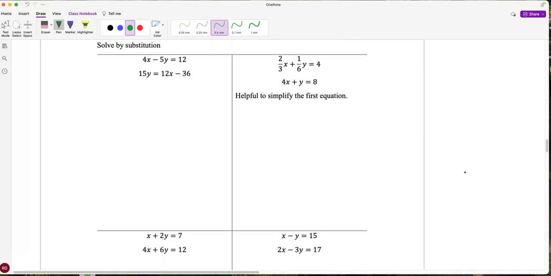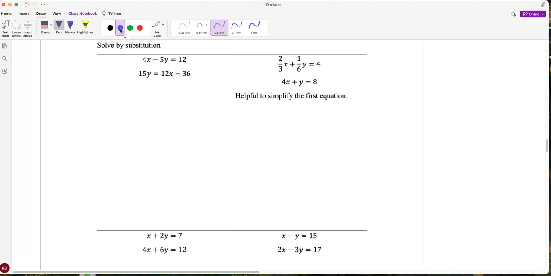And let's look at a couple. Solve by substitution. Again, I have to figure out which equation is the easiest to solve for which variable, okay? If I look at the first one, if I solve for x, I'm going to have a 5/4 and a 12/4. Solve for y, I'm going to have a 4/5 and a 12/5. In the next one, solve for y, you're going to have a 12/15 and a 36/15. Solve for x, 36/12, 15/12. So I'm going to have fractions, whatever I do here, okay?